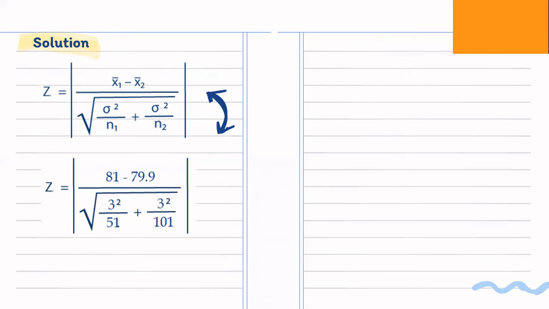Inputting the given values, we get this one. Z equals the test value of 81 minus 79.9 over the square root of 3 squared over 51 plus 3 squared over 101. And we get a value of 2.11.